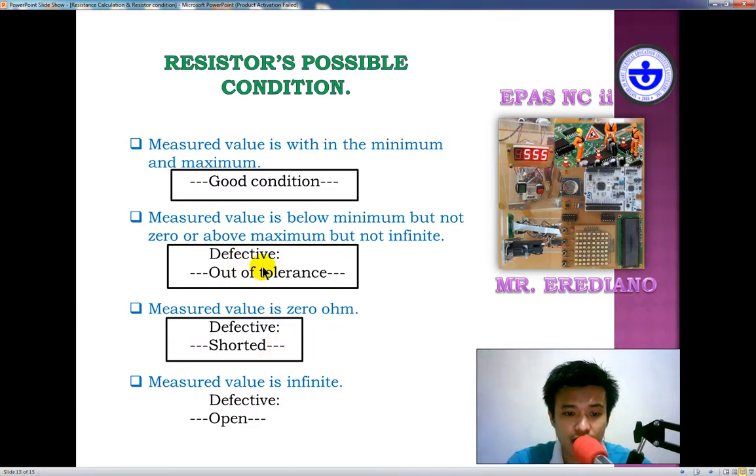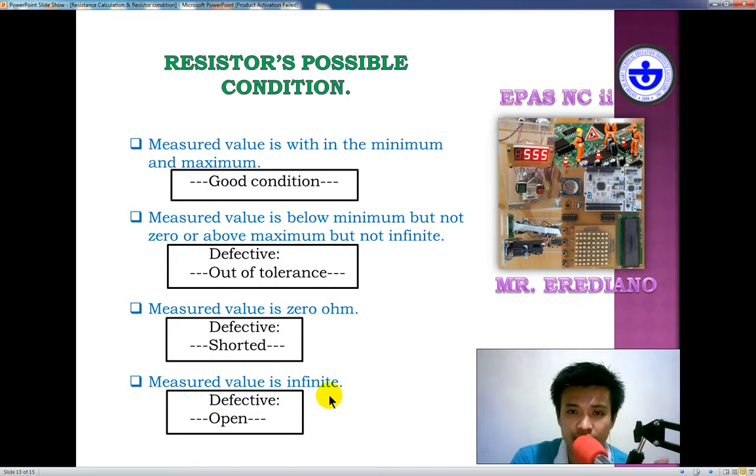When we talk about defective open, it is when your measured value is infinite. Infinite is referring to a very high resistance. It's referring to a defective and open. It means we can no longer measure the resistance value because it is too big. That's why there is no more connection. The resistance is too high. So that's referring to a defective and open condition.